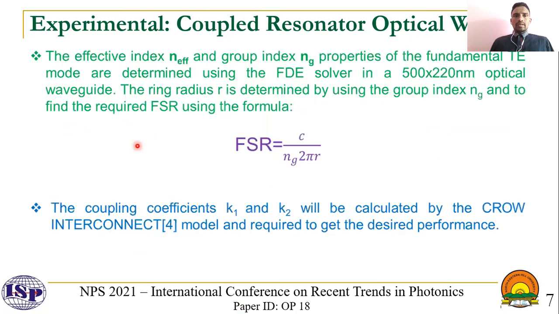Here we find the effective index and group index properties of the fundamental TE mode, determined by the FDE solver, the finite difference eigenmode solver, for a 500 by 220 nanometer optical waveguide, 500 nanometer width and 220 nanometer thickness. The ring radius R is determined using the group index NG to find the required FSR, the free spectral range, using the formula FSR equals C divided by NG times 2 pi R, where R is the radius. The coupling coefficients K1 and K2 are calculated by the CROW INTERCONNECT model and are required to get the desired performance.